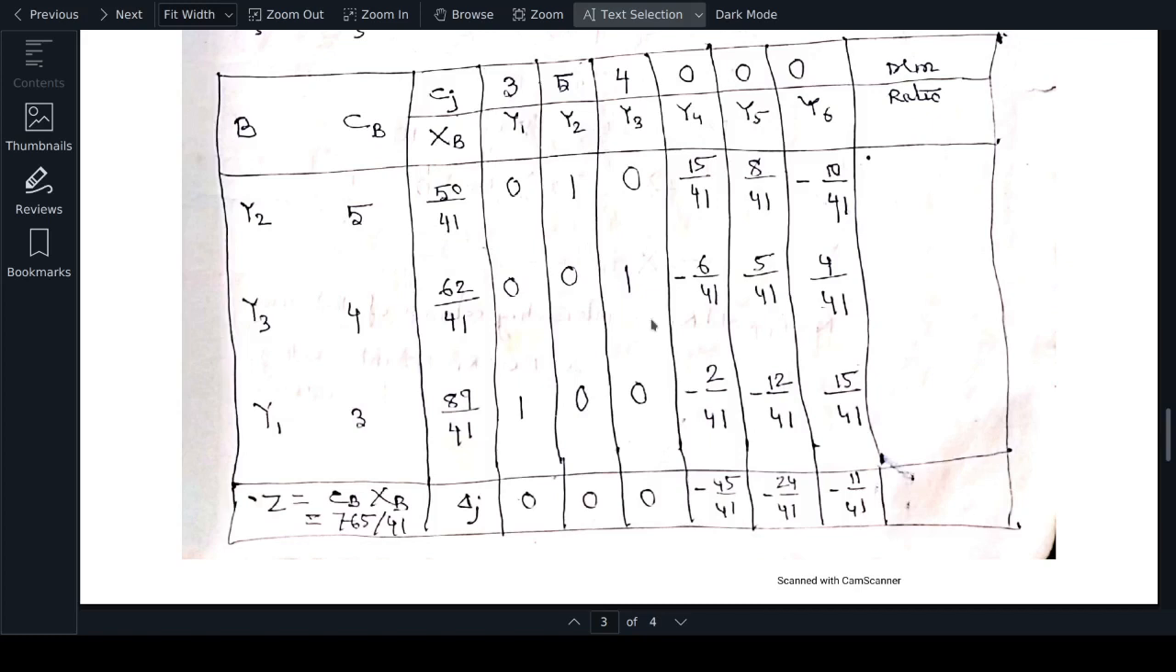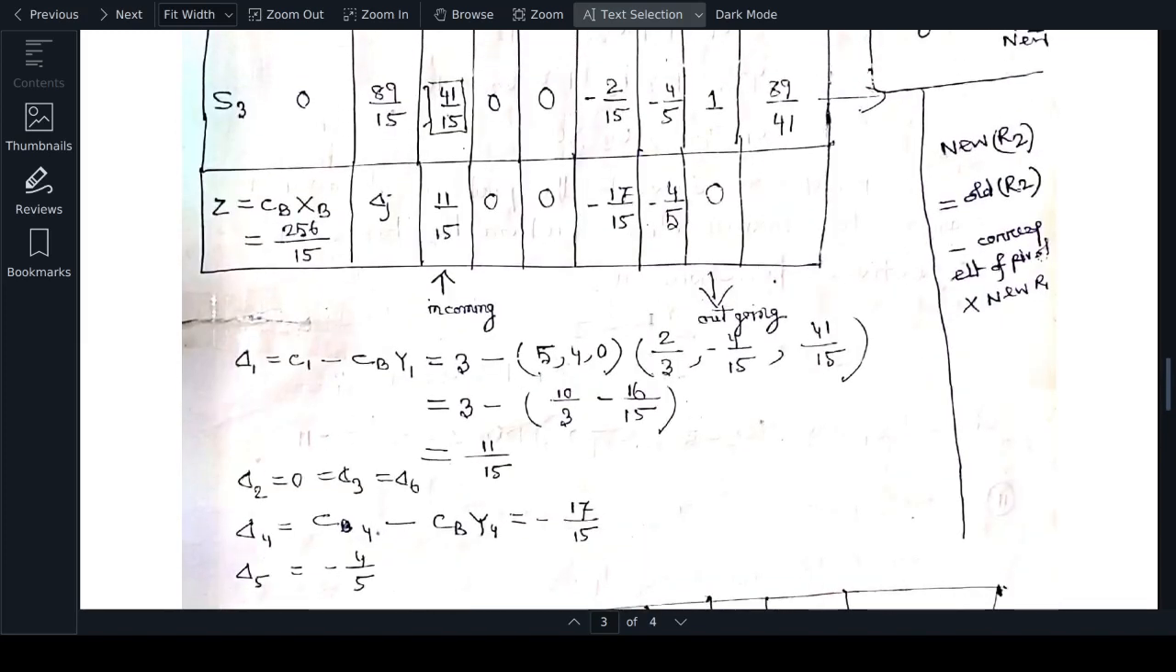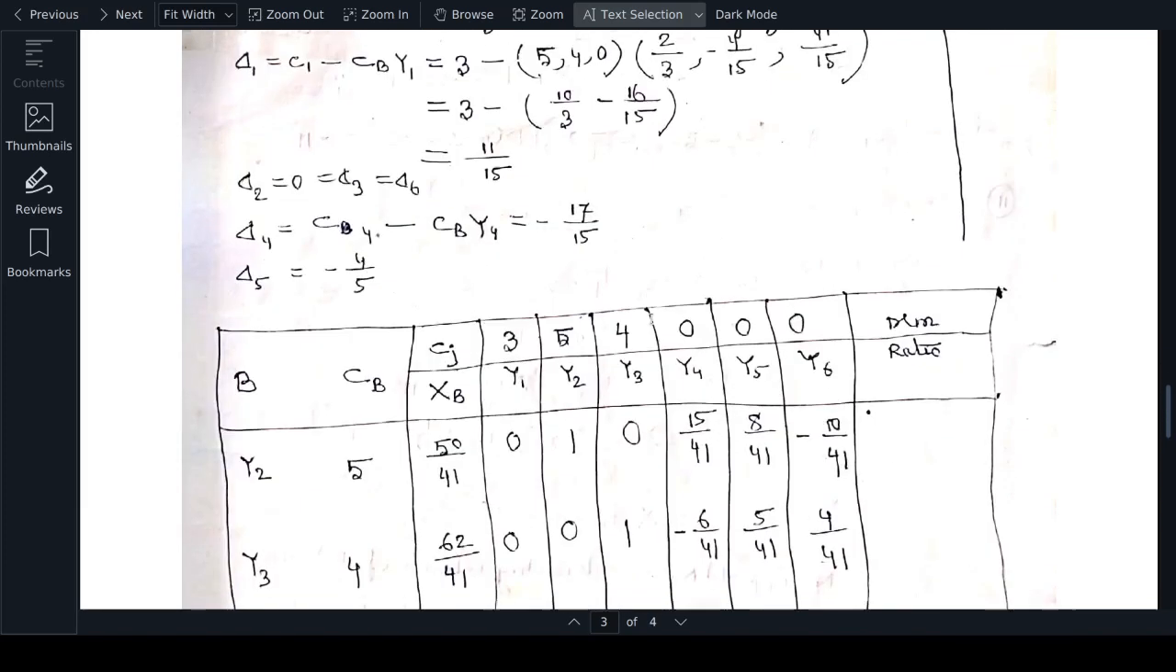Is this clear? Yes, sir. I thought it was greater than zero, so I misunderstood. It's fine. If it is greater than 0, then we iterate again and make another table. Here we need less than or equal to 0. Clear? Yes, sir.